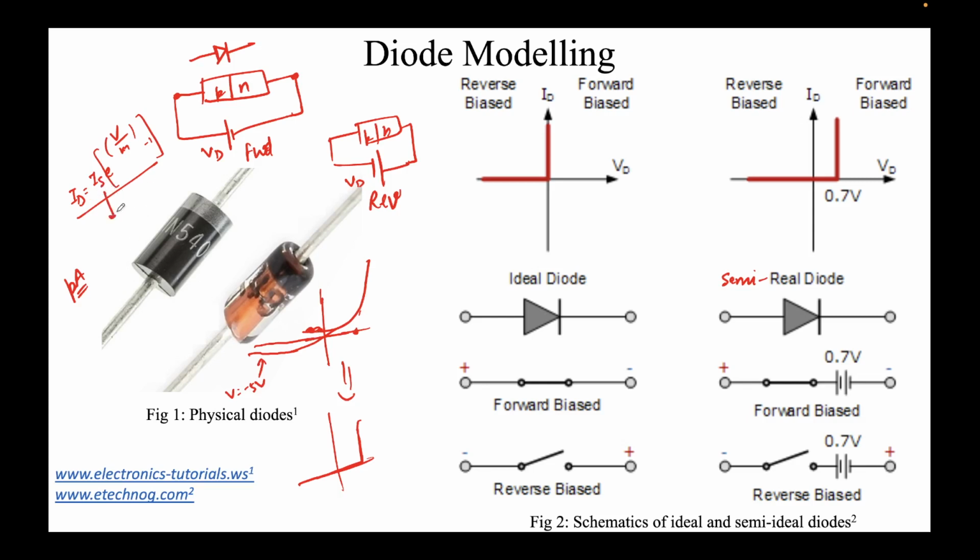I'll write this here. This is known as reverse saturation current. Why reverse? Because this is the current flowing when the diode is reverse biased. Saturation, because the current does not increase exponentially; actually it does increase, but only linearly. Usually it's in the range of picoamps or a few hundred nanoamps maybe.